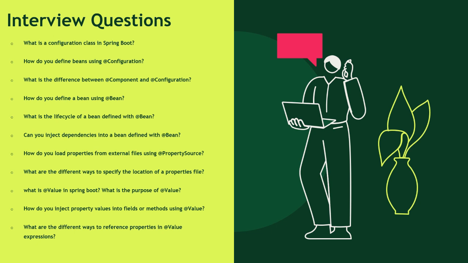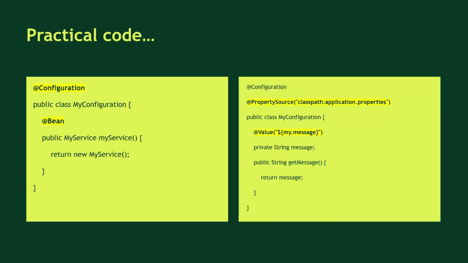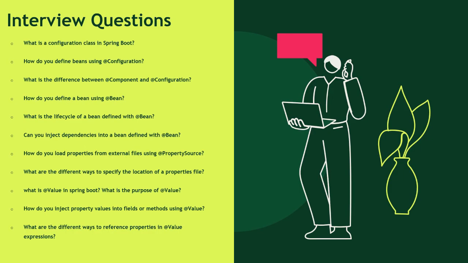So these are the interview questions which are asked. They will try to ask you what is a configuration class or what is a configuration annotation in Spring Boot. How do you achieve that? How do you configure those? How do you define using configuration? We have just seen how to define the bean using the configuration, so we have to use these two combinations. Now, what is the difference between these two, @Component and @Configuration?